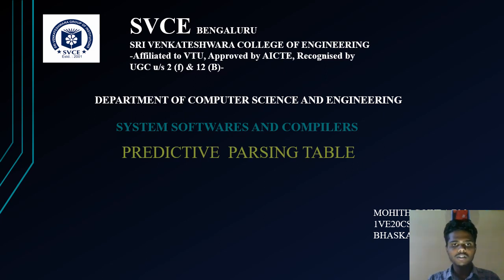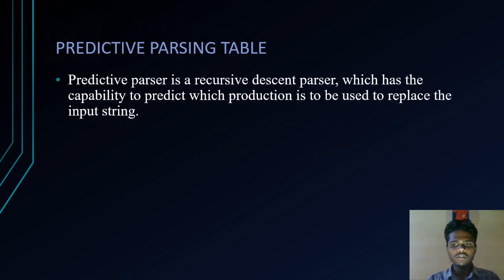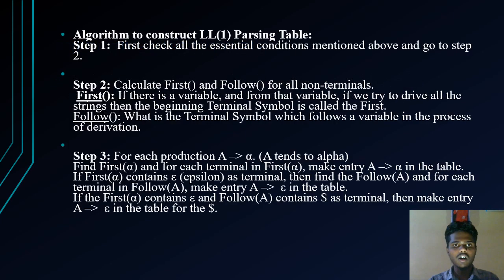So today's concept, regarding system software and compilers, is the predictive parsing table. Coming to an introduction, what is a predictive parsing table? A predictive parser is a recursive descent parser which has the capability to predict which production is to be used to replace the input string. So this is about the predictive parsing table. Let us see the algorithm that is used to construct the parsing table.